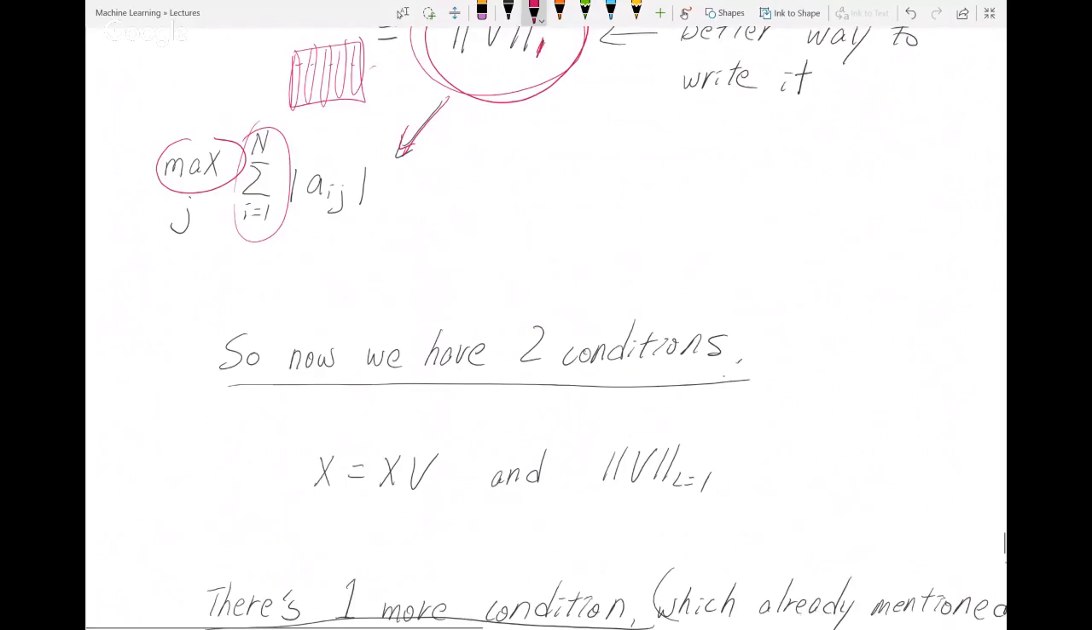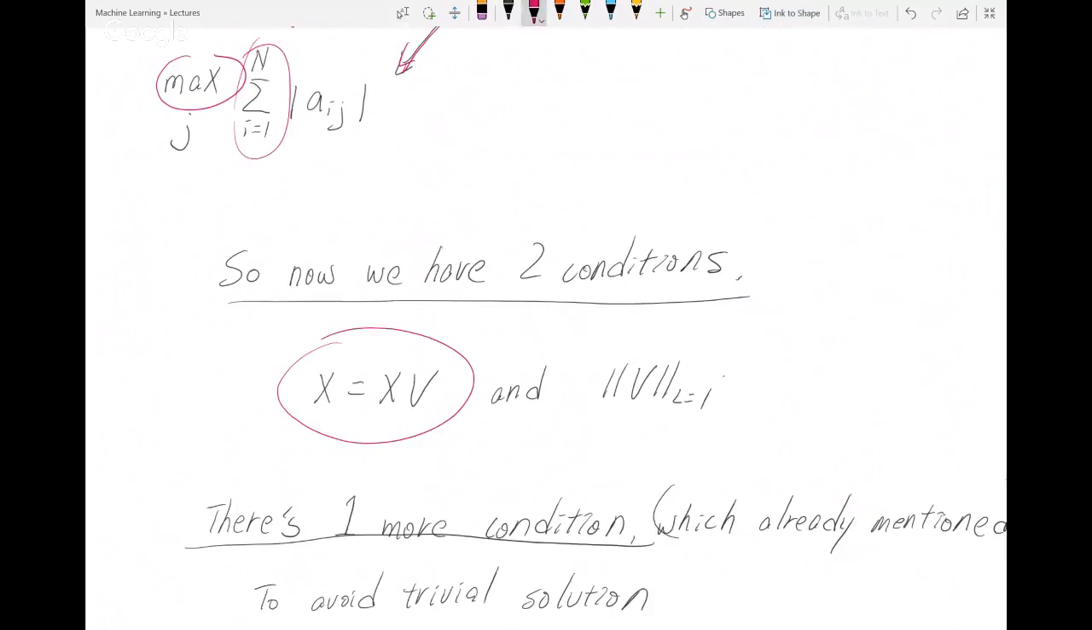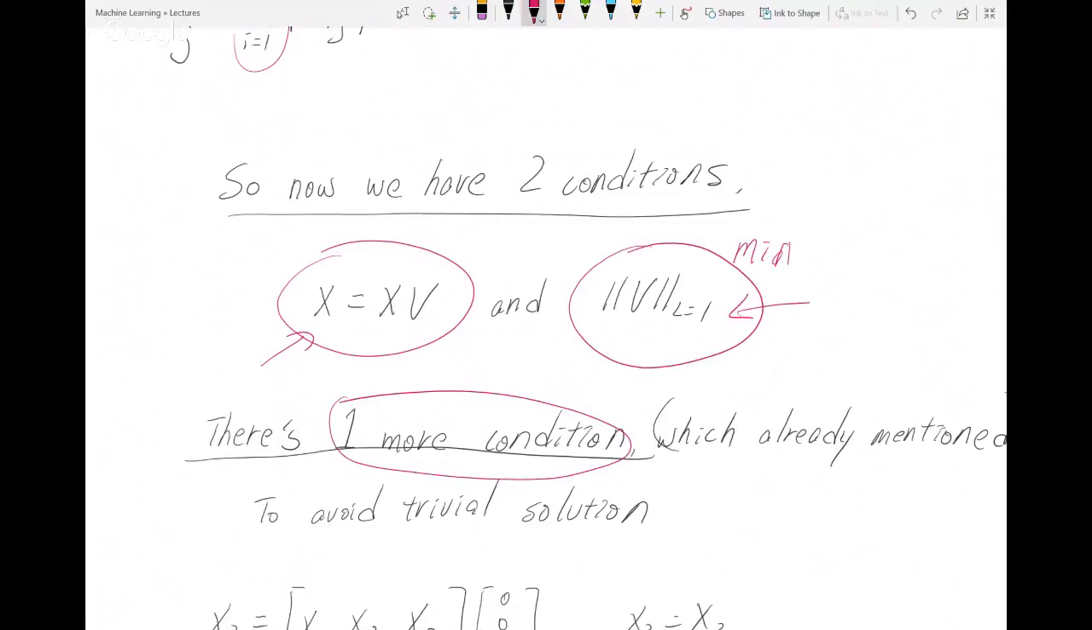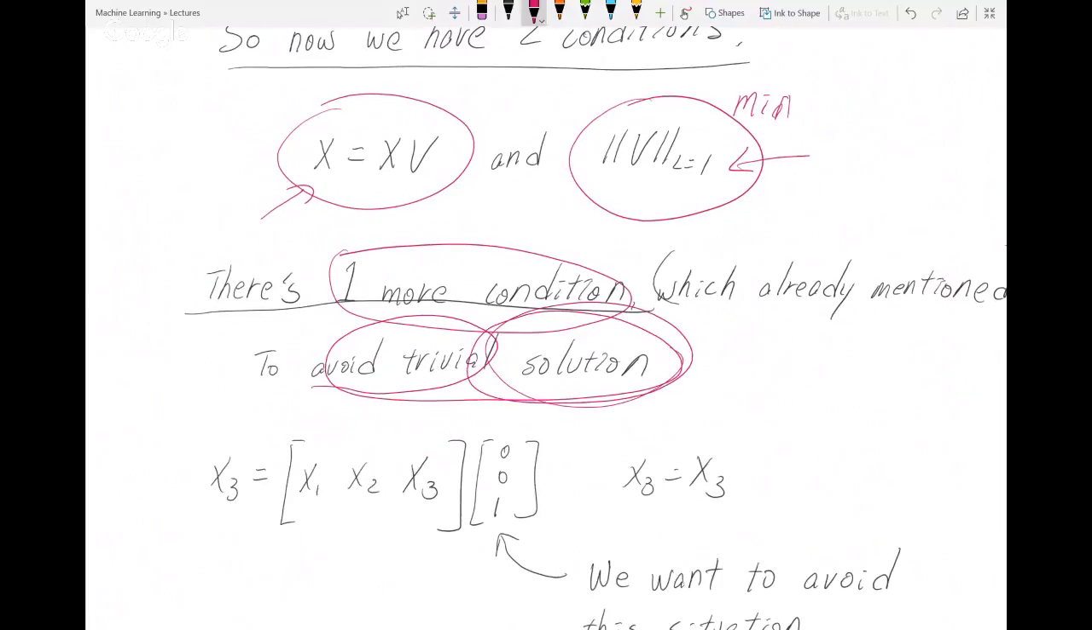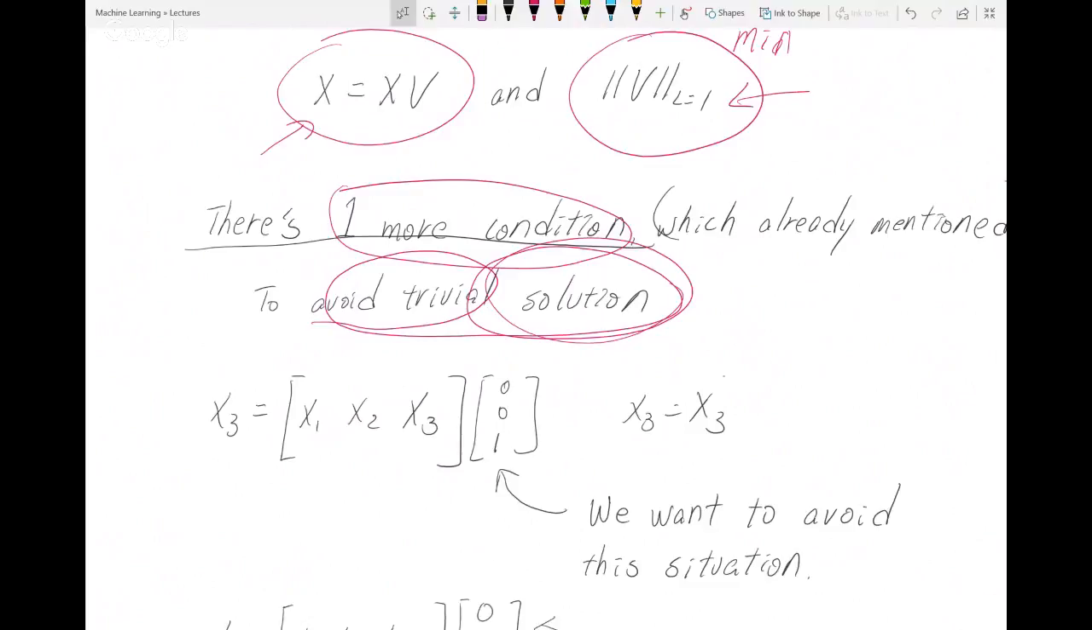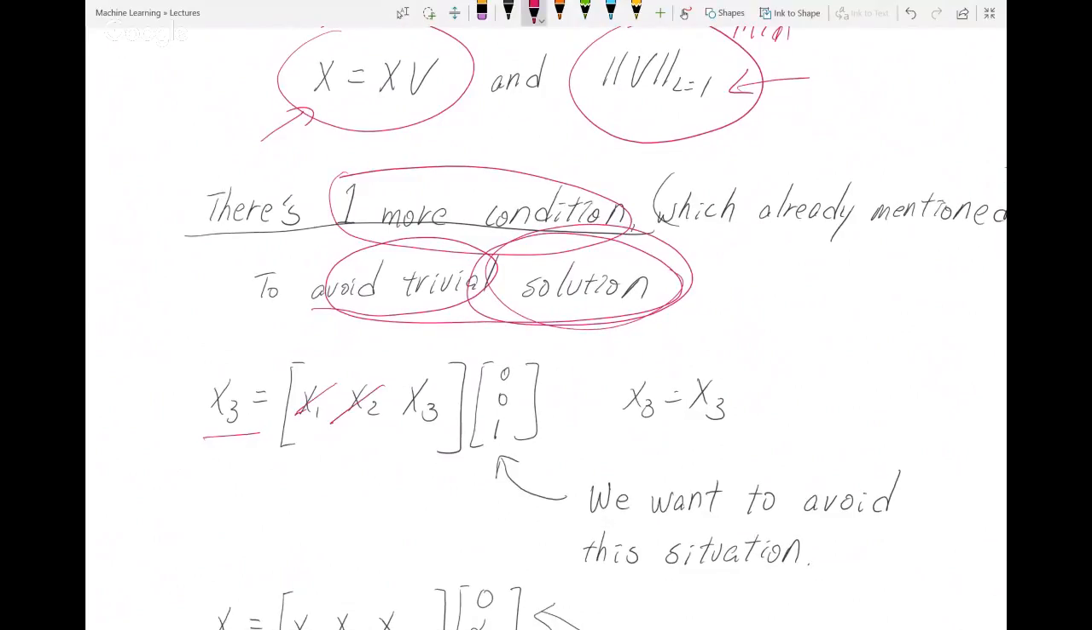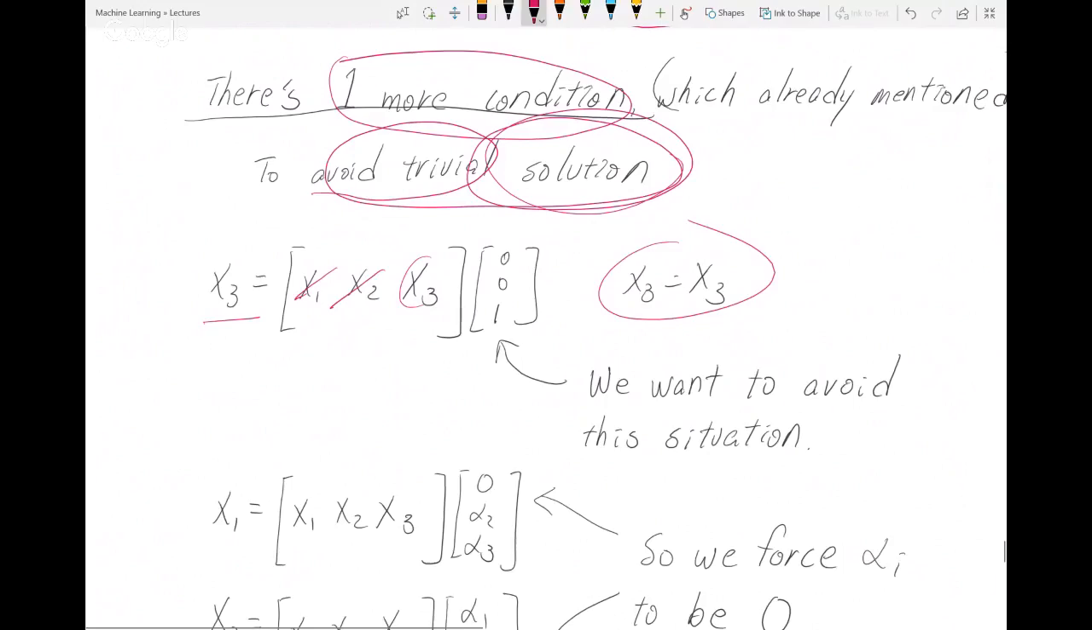So now we have two conditions. First, we want this self-expression. I think that was what it was called, self-expressiveness. And then we want to minimize the L1 norm. Now there's one more condition, which we actually already mentioned, is that we want to avoid trivial solution. What I mean by that is, if we have x3, we could just cancel the two of them, and we get x3 equals x3, and that's a trivial solution. We want to avoid this situation.